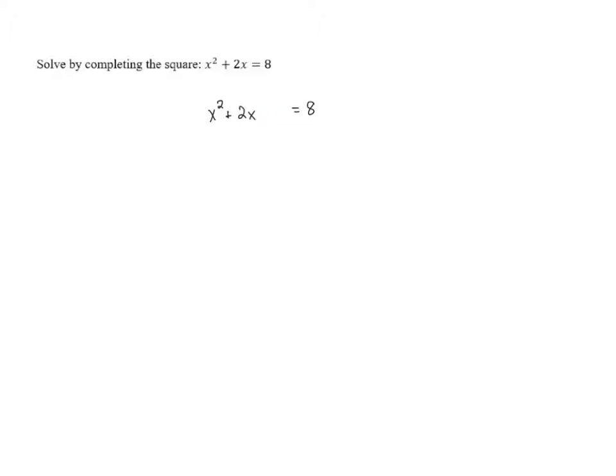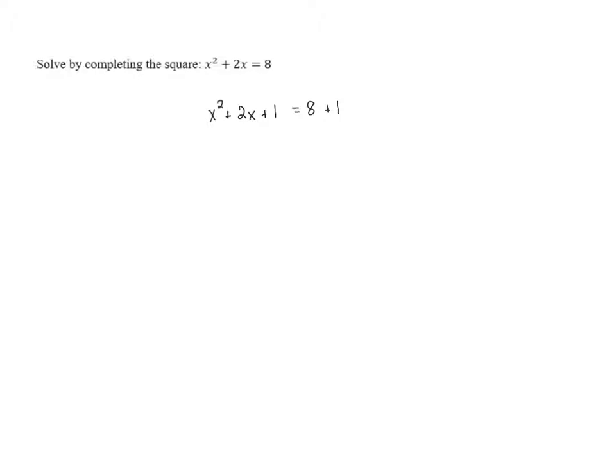So on the left-hand side, to complete the square, we need to take the coefficient on the x, which is 2. We need to divide that by 2. 2 divided by 2 is 1. And then we need to square the result. 1 squared is 1. So we need to add 1 on both sides to complete the square here.